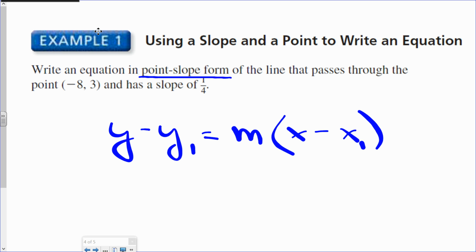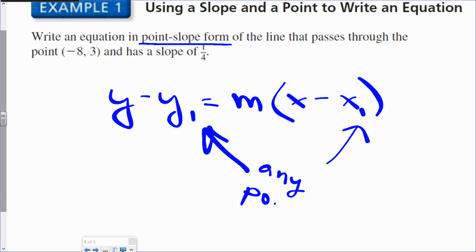What does the y1 and the x1 represent? Come on. Wake up. We just took notes on this yesterday, you guys. Any point on the line. Pick any point on the line. I just did this for a warm up. And then, what does that mean?